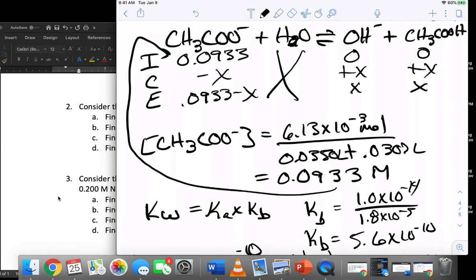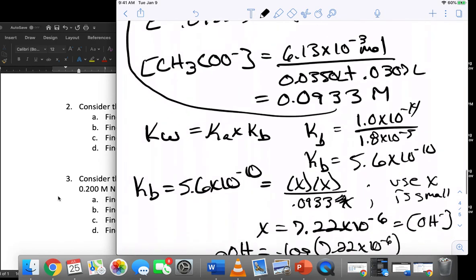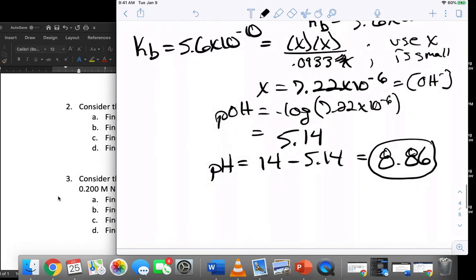Then I could solve the ice table for my X and eventually get my pOH and my pH, right? So that's a pretty lengthy process to get that pH at the equivalence point. And that's why I said it's by far the most difficult part, I think, of any of the titration examples: what's the pH at the equivalence point for these weak-strong titrations. But the good news is it's going to be kind of that same thing every time.